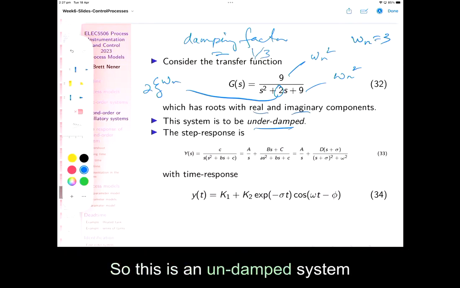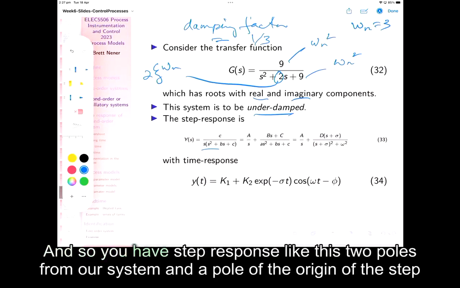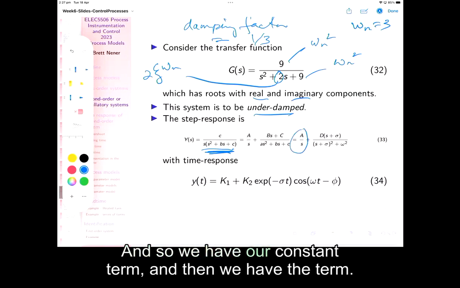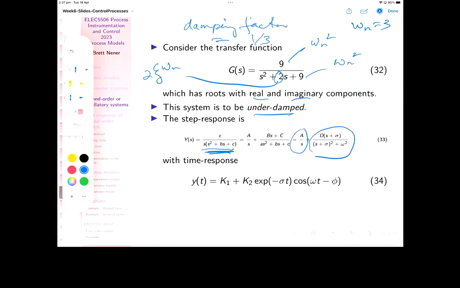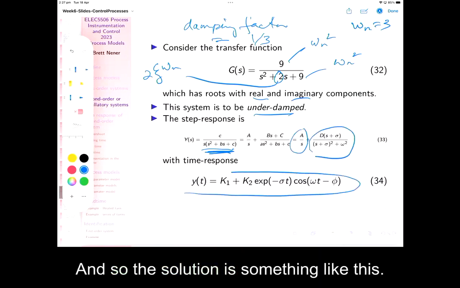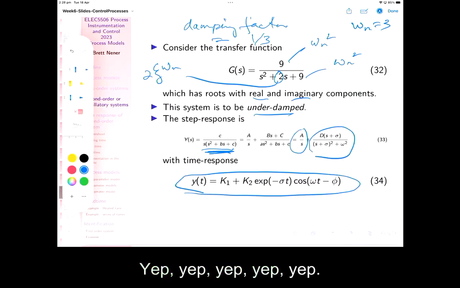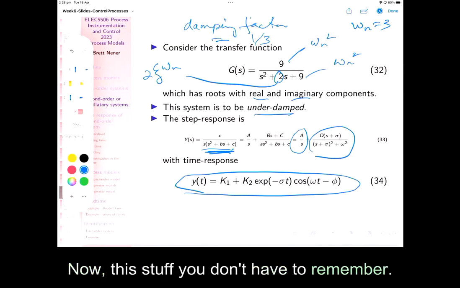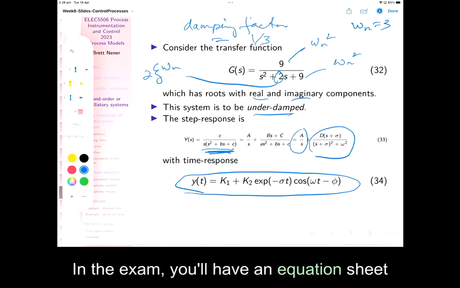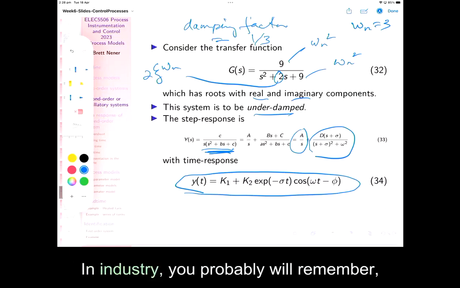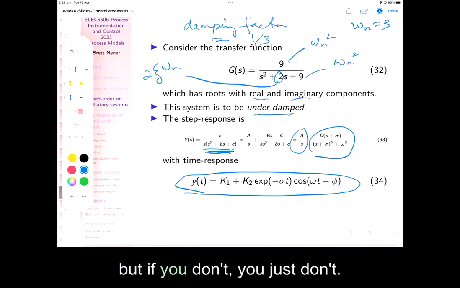Yeah. So the roots are complex, real and imaginary. So this is an underdamped system, and we have a step response like this: 2 poles from our system and a pole at the origin with the step, so we have our constant term, and then we have the decaying term. The solution is something like this. Now, this stuff you don't have to remember. In the exam, you'll have an equation sheet with all this stuff. In industry, you probably will remember, but if you don't, use it.